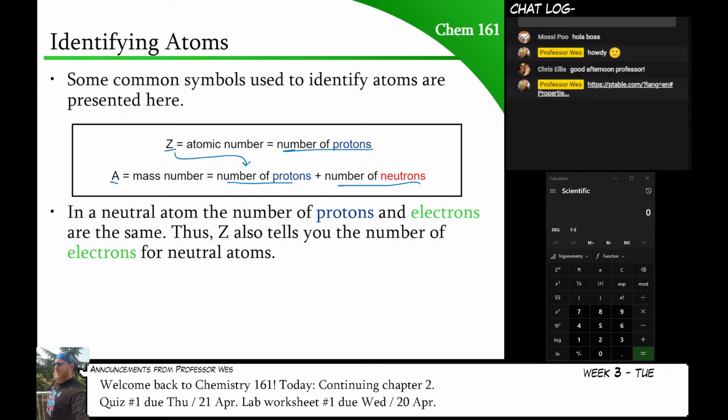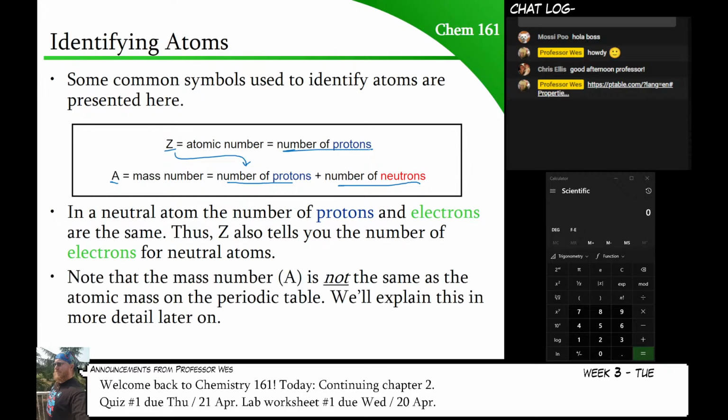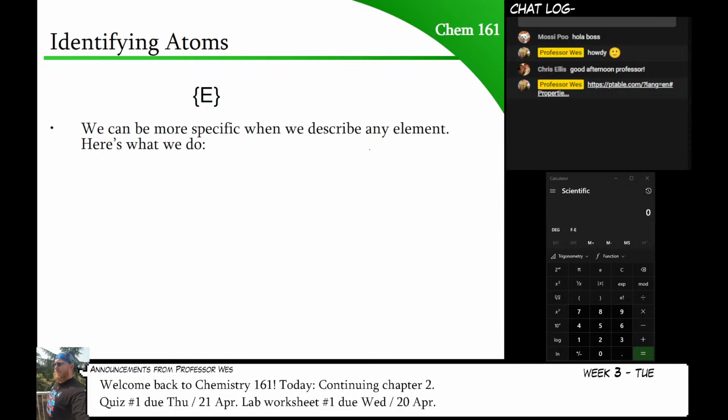We've already learned that protons and electrons are the same in a neutral atom. So the atomic number does tell you that information. We may change the number of electrons, but I would have to describe that to you in a given problem. So here's what we're going to do. We're going to talk about the atomic mass later, so don't worry about that just yet.